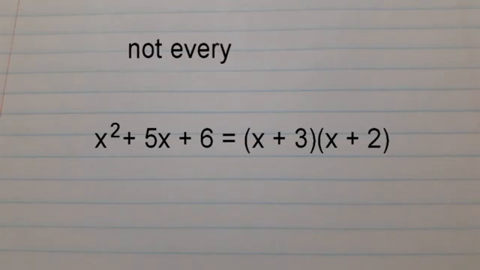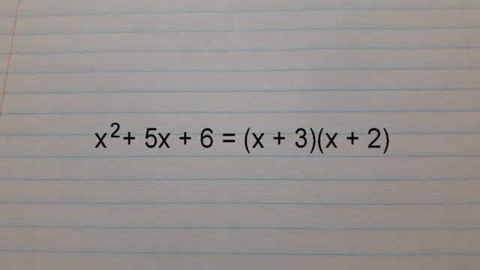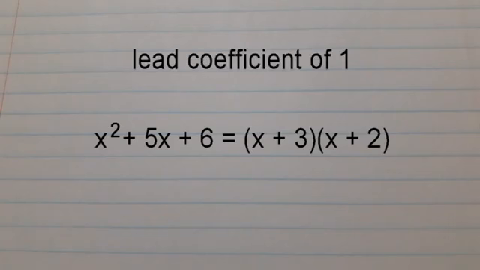Keep in mind that not every trinomial is going to be factorable, and you'll see plenty of trinomials that are unfactorable as you progress in your mathematical career, but right now we're just going to focus on the trinomials that are factorable. But before you can even try and use simple trinomial factoring, you have to make sure you see a lead coefficient of 1, an invisible 1 in front of the first term. If this first term has any other coefficient, things are going to get a little bit more complicated, but we'll talk about that in another video.